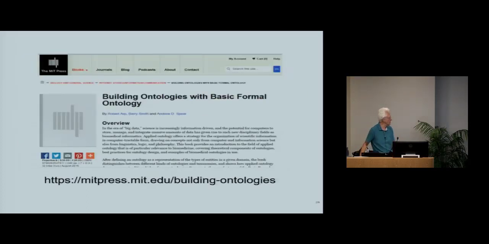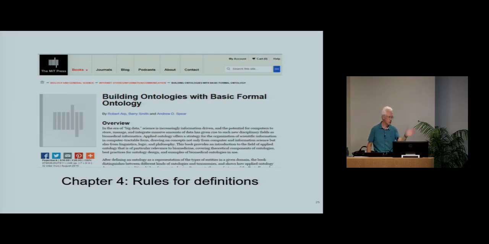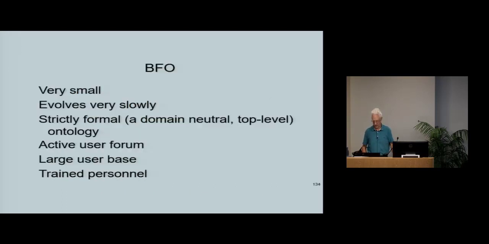And then in 2015, we published a textbook for building ontologies using basic formal ontology. And in chapter 4, you'll find a set of rules for definitions which overlap with the principles that we're looking for in your assignment this week. All right, any questions?